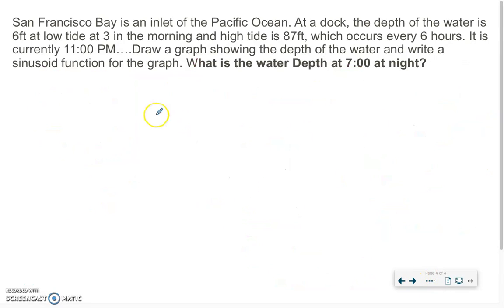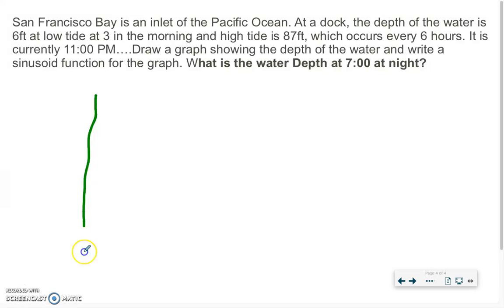And the last one. San Francisco Bay is an inlet of the Pacific Ocean. At the dock, the depth of the water is 6 feet at low tide, and that's at 3 o'clock in the morning. And the high tide is 87 feet, which occurs every 6 hours. It is currently 11 p.m. Draw a graph showing the depth of the water and write a sinusoid function.